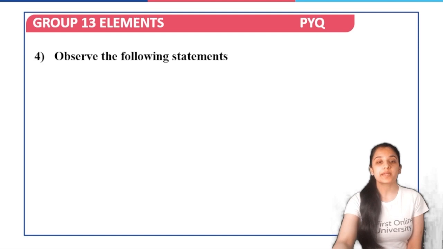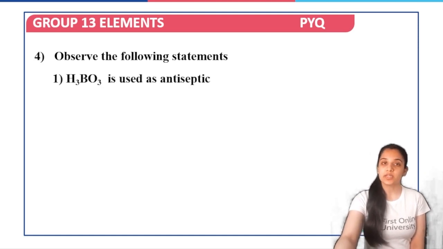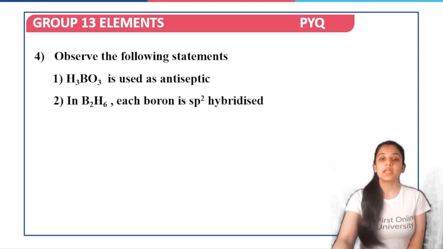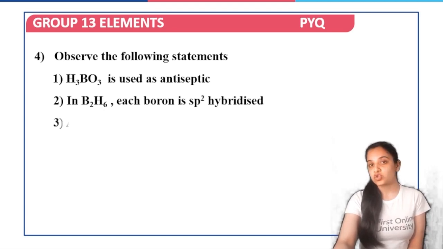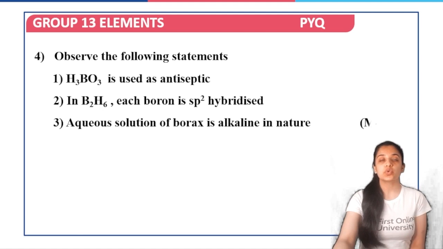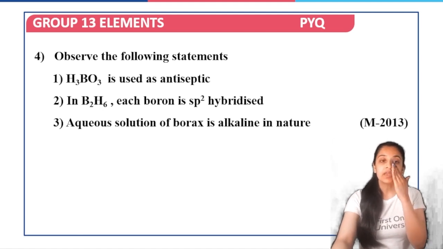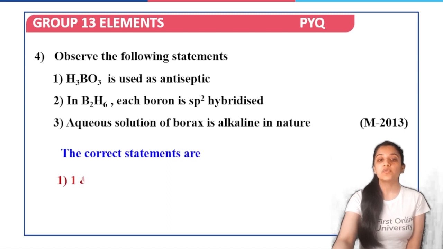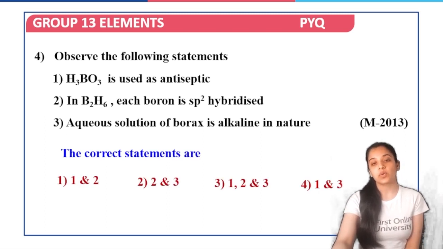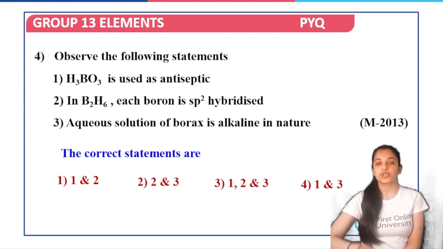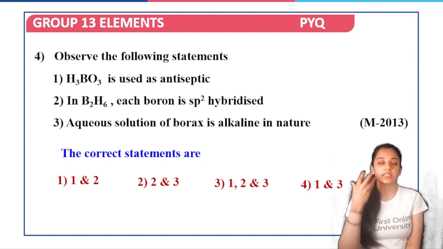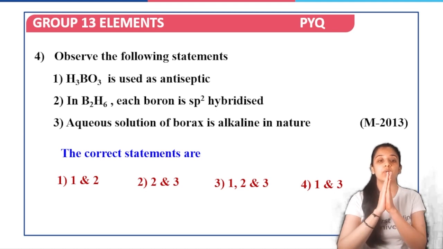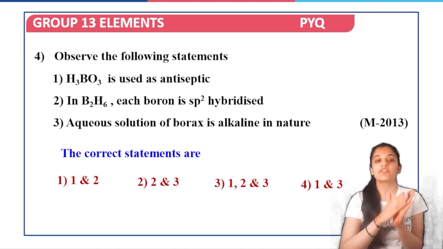Next is, observe the following statements. The first is H3BO3, that is boric acid, is used as antiseptic. In diborane, each boron is sp2 hybridized. Aqueous solution of borax is alkaline in nature. Which of the following are the correct statements? So you have to tell me which is the correct statement. I've already told you the answer for at least the second statement, that is incorrect. Now you have to tell me out of 1 and 3 which is correct, or if both are correct.